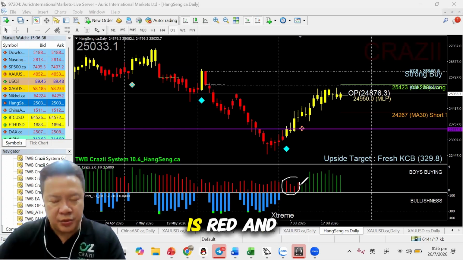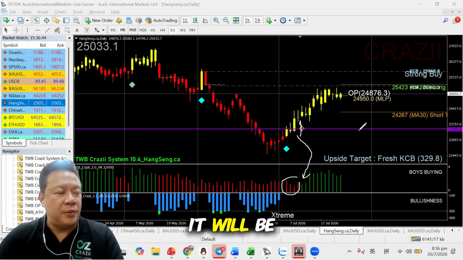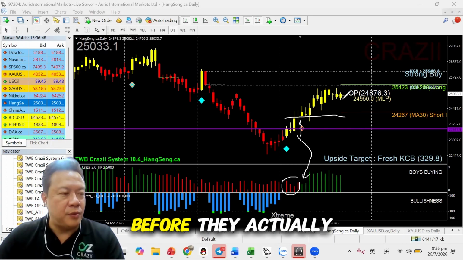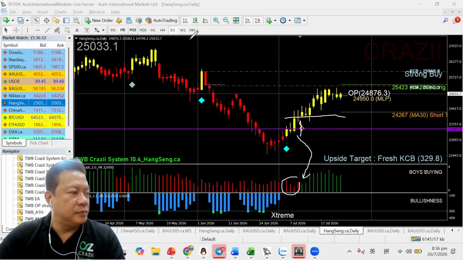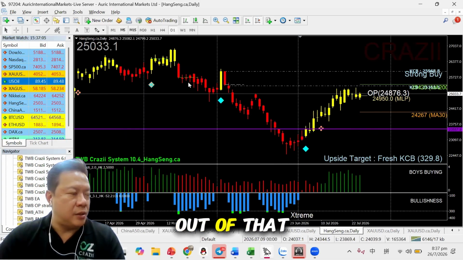Even the KSI is red. And of course, once the candle turns to yellow, which is the next color here, then it'll be very clear. You draw a diamond line and then you have the market forces with you before they actually achieve what we want, right? Okay, so just take note of that.